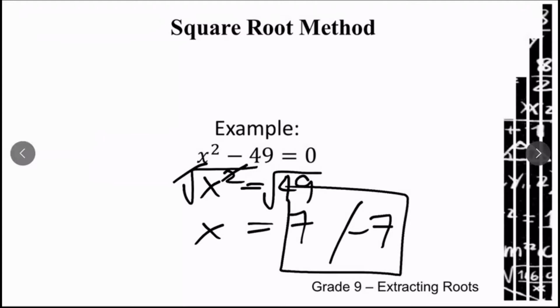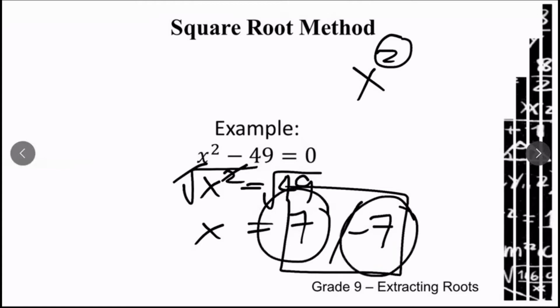And also, let us just recall, how many roots are there in our quadratic equation? We have 2. Because the highest exponent is 2, therefore there should be 2 roots. So in our example, we have our first root, 7, and our second root, negative 7. Therefore, those are the roots for this quadratic equation.